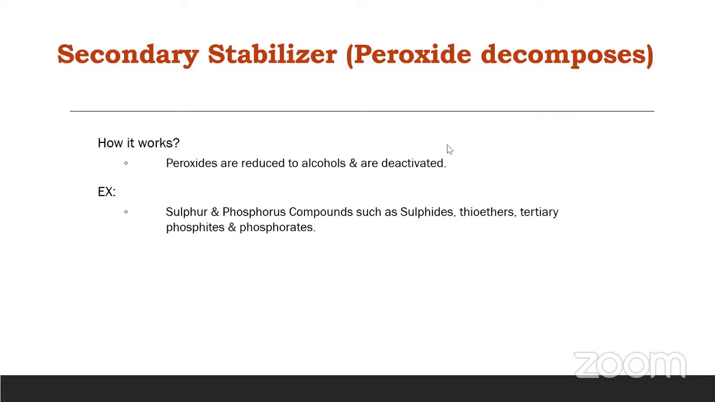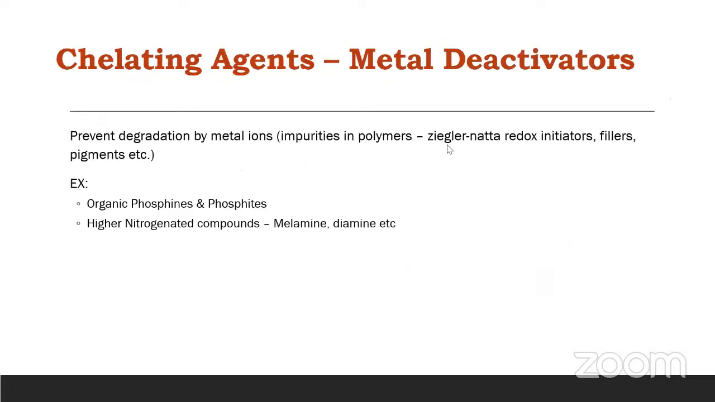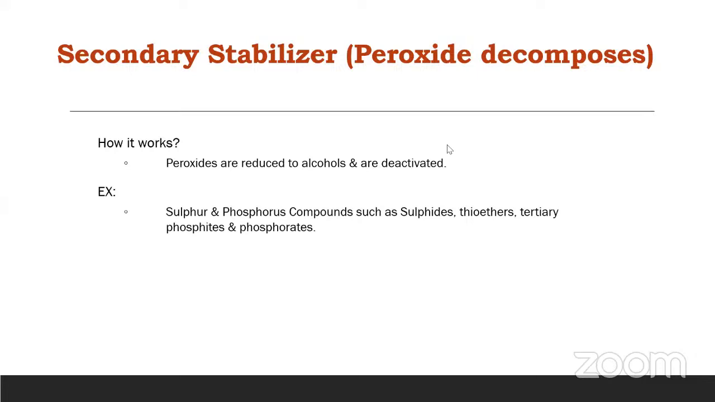Okay, so secondary stabilizers, when we call them secondary stabilizers, generally as discussed, these are the peroxide decomposers. In simple language, they convert the peroxides to alcohols. Okay, and after converting to alcohols, they are just deactivated alcohols like OH groups. So examples of the secondary stabilizers are sulfur and some phosphorus compounds such as sulfides, thioethers, or some tertiary phosphides.